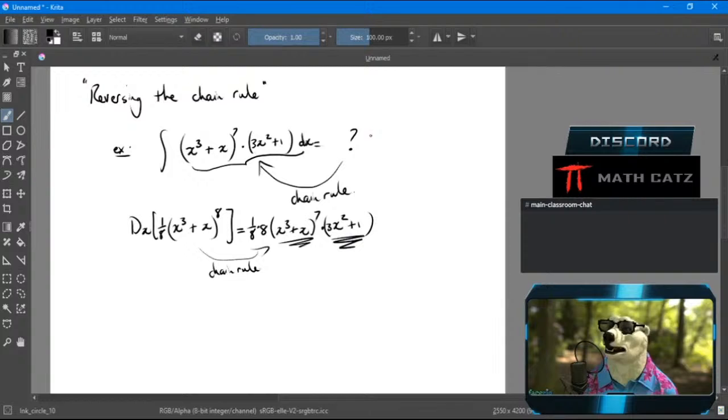And I can then say, oh, my antiderivative is 1 over 8 x cubed plus x to the power of 8 plus c, of course. And I can check it. I get exactly what I should get. Now, in this situation, it is fairly obvious that I have a function of a function. It doesn't have to be a bracket to a certain power, of course.